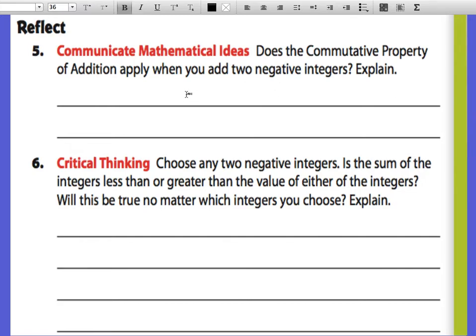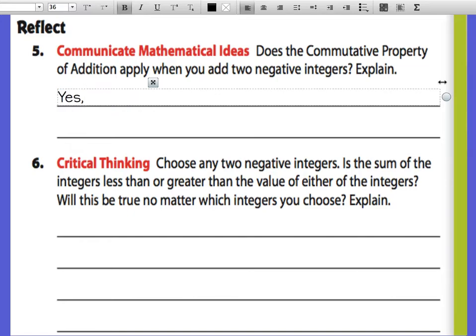All right, so now we're going to look at, does the commutative property of addition apply when you add 2 negative numbers? Explain. Remember, the commutative property allows us to move our numbers around when we're adding and multiplying. So we're just talking about addition, so we can move our numbers in any order and get the same answer. Does that work when you're adding 2 negative integers? Take a moment, think about your answer, and then come back.